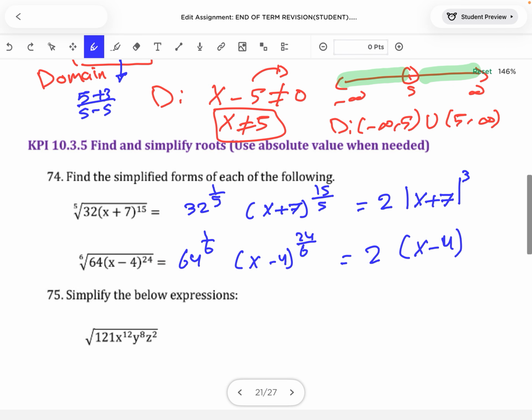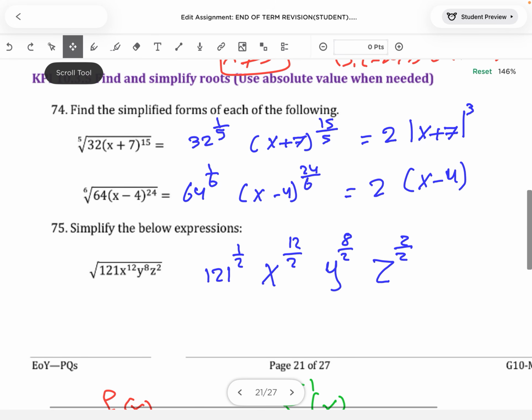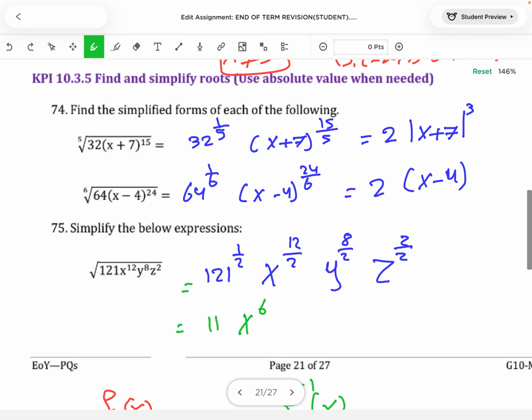If the power is odd, I have to put the absolute value. Simplify the expression, the square root. That means 121 to the power 1 over 2, x to the power 12 over 2, y to the power 8 over 2, and z to the power 2 over 2. This one will be 11, x to the power 6, y to the power 4, and z.